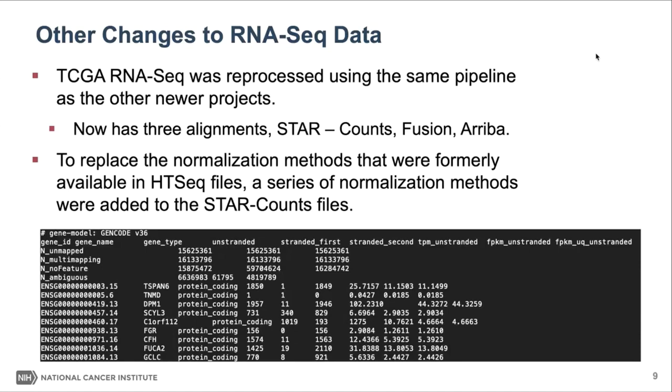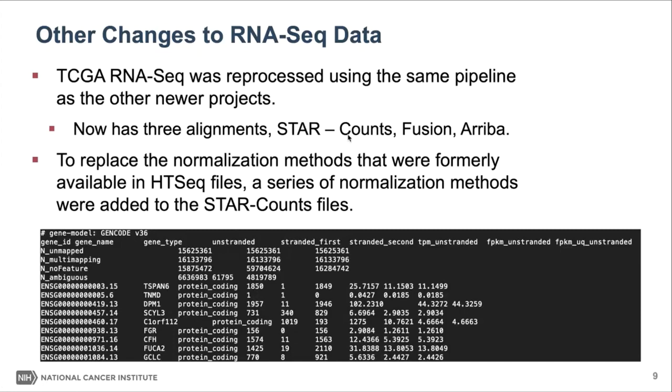So to replace the normalization methods that were formerly available in HT-seq, and sorry, I think I forgot to mention that before, but HT-seq files were removed during the GENCODE upgrade, so we no longer support those files. Because if you remember, HT-seq had some additional files. They had HT-seq counts, HT-seq FPKM, and HT-seq FPKM UQ. Because those are now gone, a series of normalization methods were added to the star counts file to replace them.